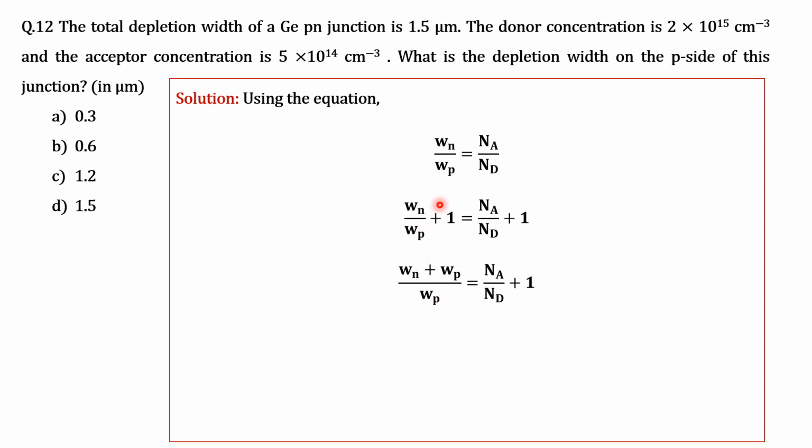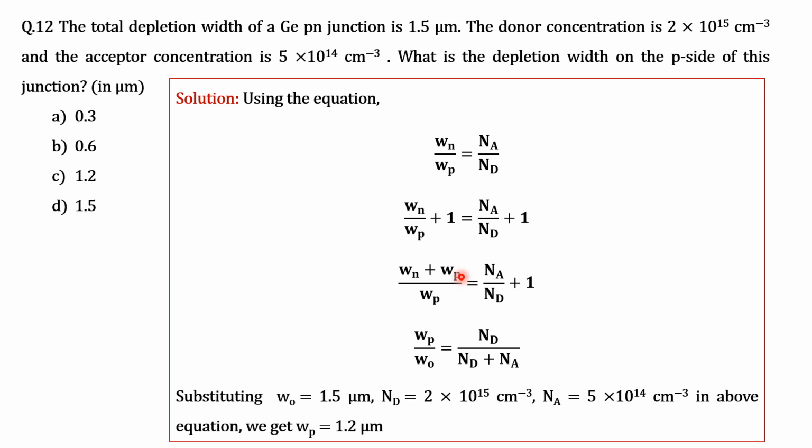Suppose you wanted to find Wn, what would you do? You would simply flip over these two, that is Wp by Wn is equal to Nd by Na, and again you can add 1 on both sides. We are adding 1 on both sides because here the total depletion width is given. They have not given us Wp and Wn separately, and in order to get the total depletion width on the numerator, we are adding 1. So that became Wn plus Wp, and then we can directly substitute Wp by W0 is equal to Nd by Na plus Nd. And upon substituting, we get Wp as 1.2 micrometer.